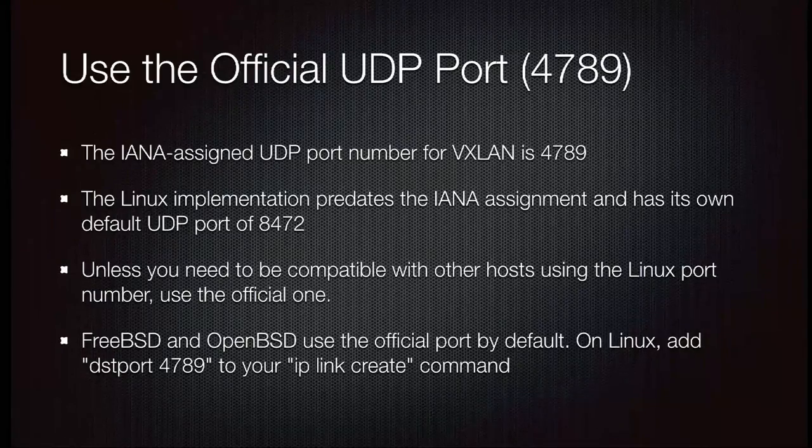If you're doing a new implementation that includes Linux, you're going to want to specify the port, dstport 4789, when you make that interface. Otherwise, just don't worry about it. OpenBSD and FreeBSD use the default out of the box.